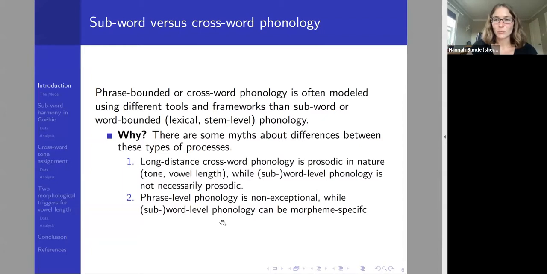And if you're familiar with lexical phonology, this is similar to ideas of, say, post-lexical phonology, where you have a sort of general phonological grammar that applies once all of your words are present and have been evaluated at the word level separately. So phrase level phonology is expected to be non-exceptional, non-morpheme specific, but subword phonology can be morpheme specific. And I'm going to focus on this second point here, and I'm going to show you that this is not true. We've already seen with Curia that phrase level or crossword level phonology can be morpheme specific.